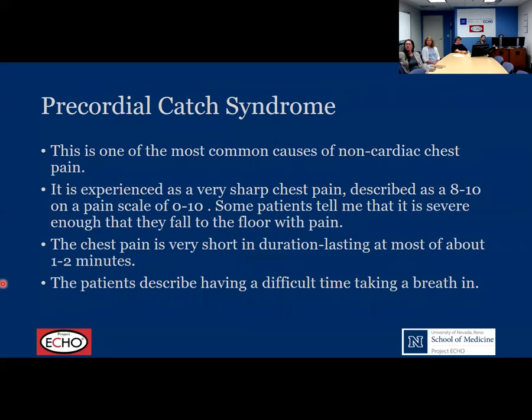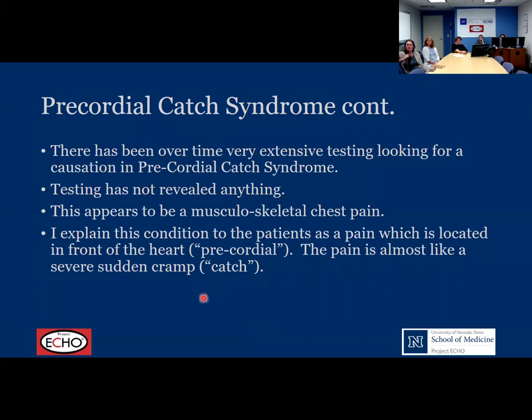So precordial catch syndrome, I just did describe this to you. And this is where asking questions like how long the chest pain is, can they describe it, where is it on a pain scale, how often it is, and how is their breathing when they have it. Lots and lots of testing has been done on these patients and no causation has been found. The precordial part means in front of the heart, and then catch because it almost is like what maybe I've called a cramp or a stitch. It's a very short acting thing.